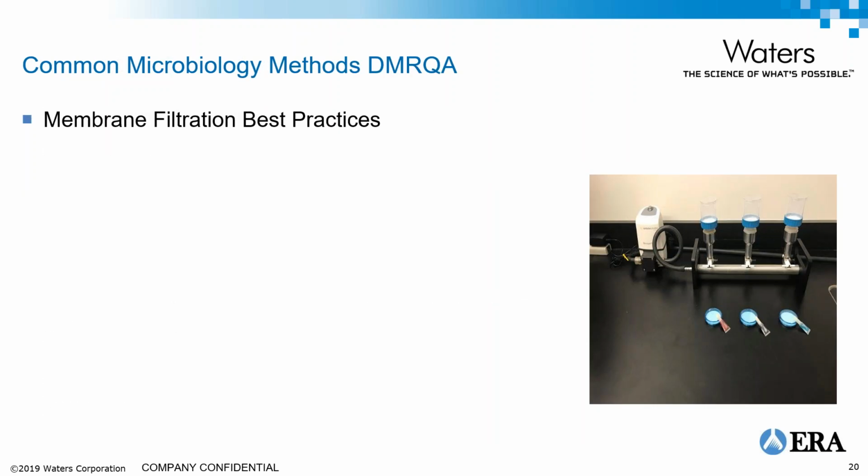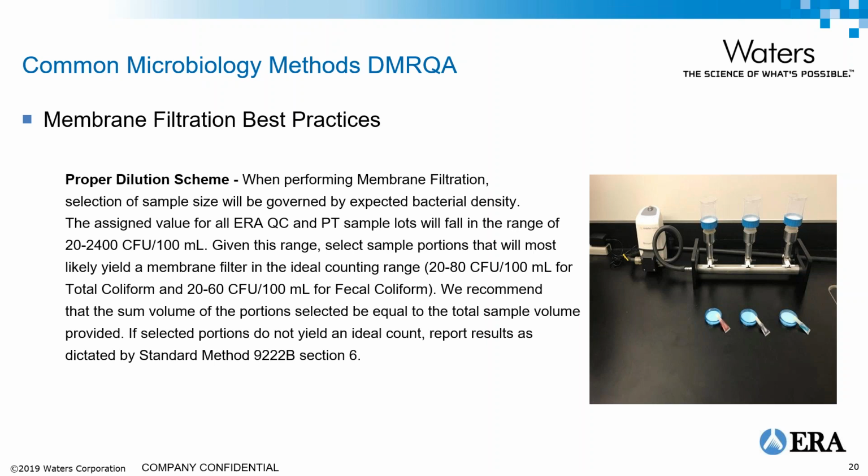So, membrane filtration best practices. You need to make sure on these products that you're doing dilution schemes. Generally with membrane filtration methods, you're trying to get to an ideal count. It may be 20 to 80 or 20 to 60, depending on what your target organism is. You know that the sample is going to be somewhere within that range of 20 to 2400, at least that's where it's been designed. So you want to make sure that you do dilutions that are going to give you a good shot at hitting those ranges.